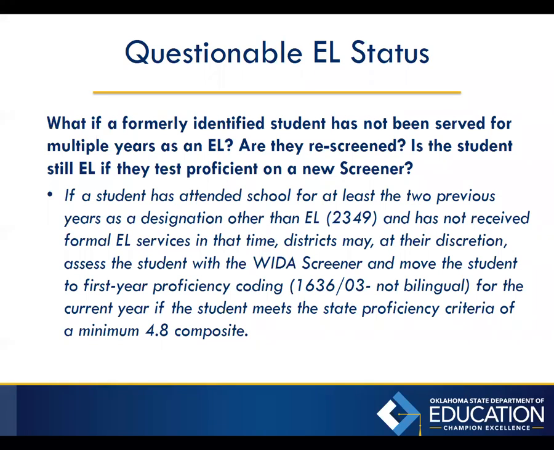In this case, the student had attended school for at least the previous 2 years as not an EL, and I say, okay, I'll go ahead and give them the WIDA screener. If they test 4.8, I would go ahead and move that student to 1636.03, because it's reflecting the fact that we're allowing them to move to first year proficient based on the screener, and 03 because their most recent home language survey is English, so they would not be considered bilingual.